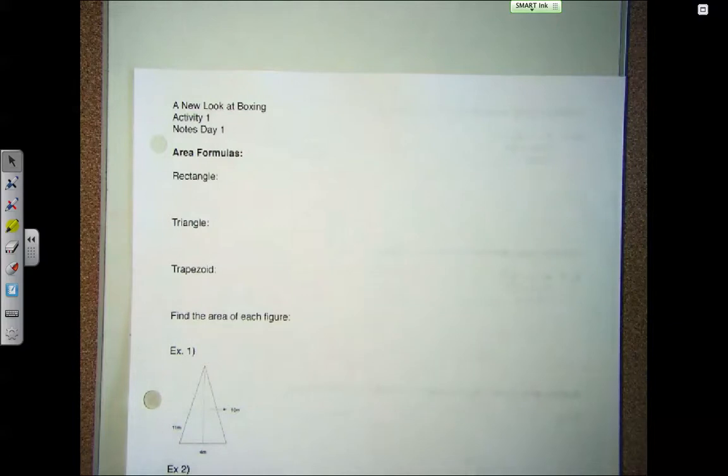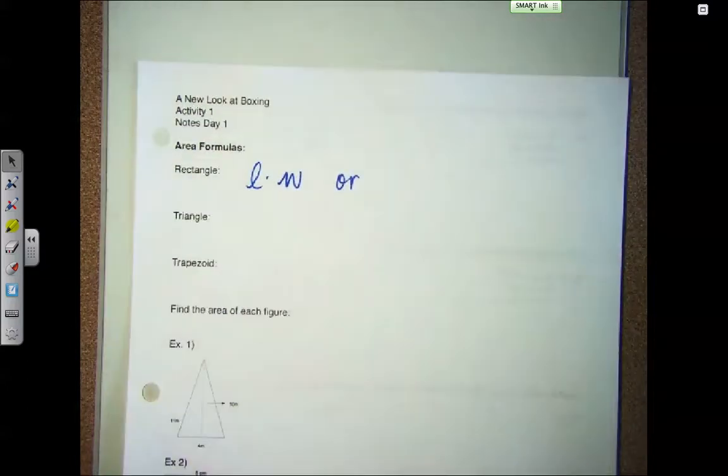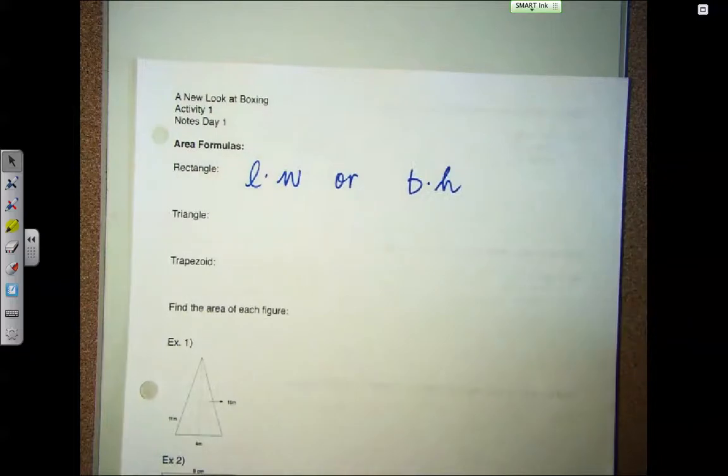So first we need to review formulas. Rectangle. How do you find the area of a rectangle? Length times width. You could also say what? How about base times height? No, it's still the base. It's still a base and it still has a height, right?